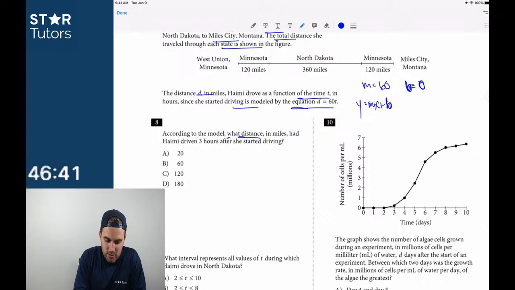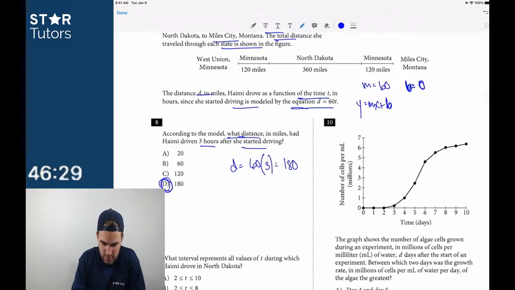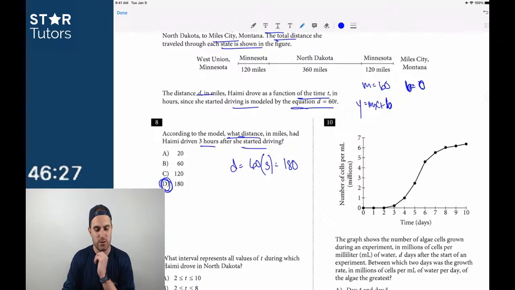According to the model, what distance in miles had Amy driven 3 hours after she started driving, right? Distance equals 60 times 3. Write it all out. It should be 180, right? D. Hopefully not too hard as we go through this.